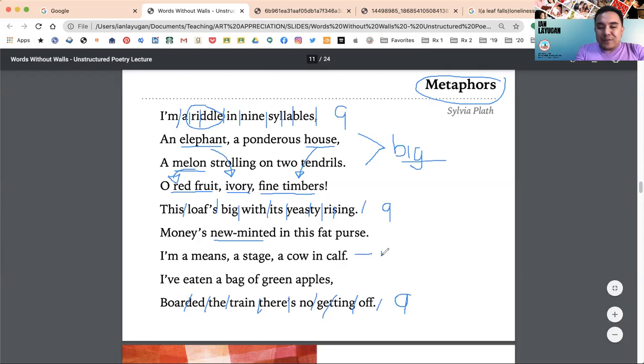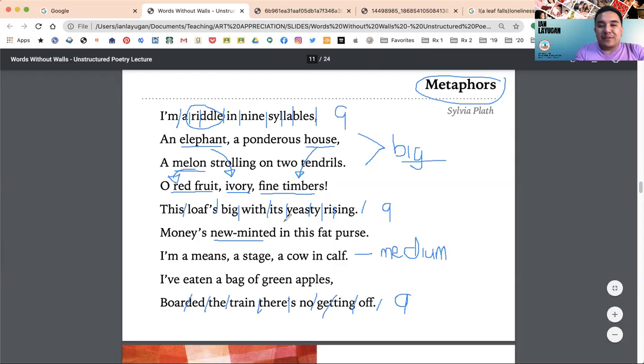So whoever is speaking, who is not necessarily Sylvia Plath but whoever the persona is, is trying to tell us that he or she is a medium. Ginamit siya. He or she is used, because she's a means, she's a stage, she's a cow in calf. "I've eaten a bag of green apples." She's eaten a lot. "Boarded the train. There's no getting off." So what do you think is the answer to this?